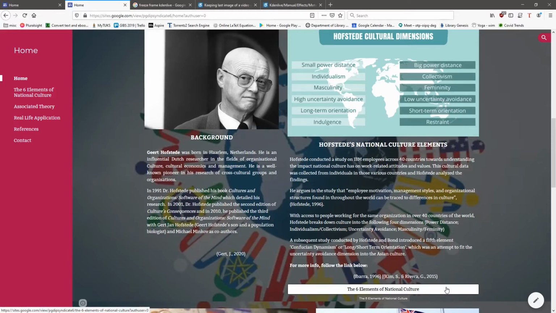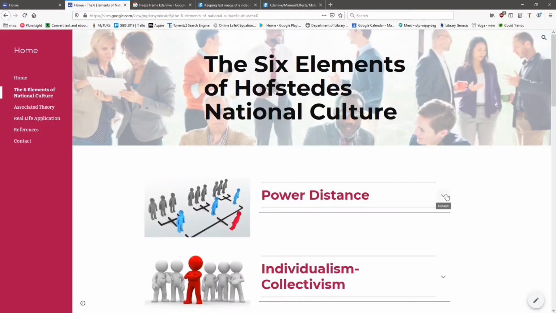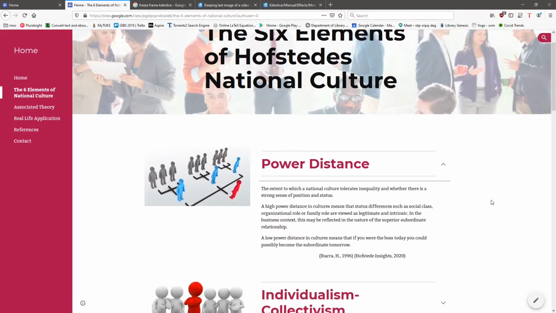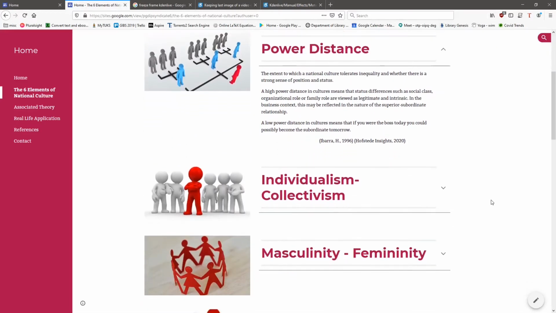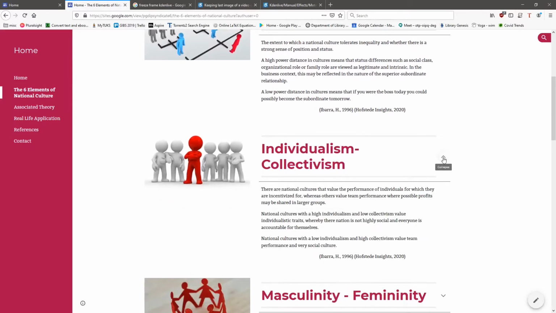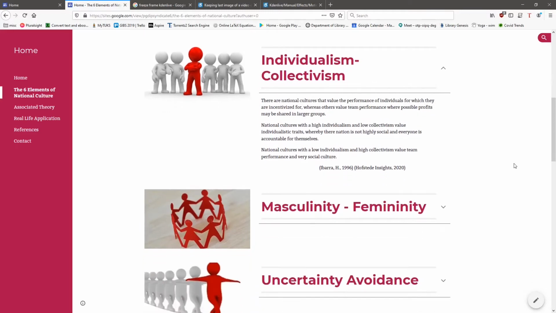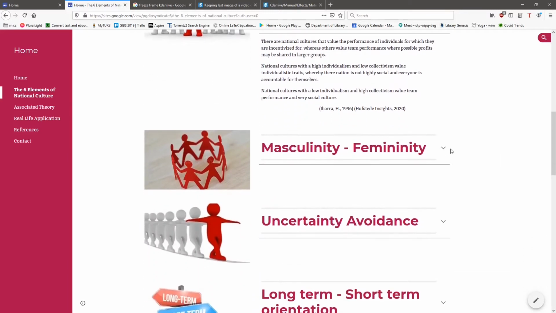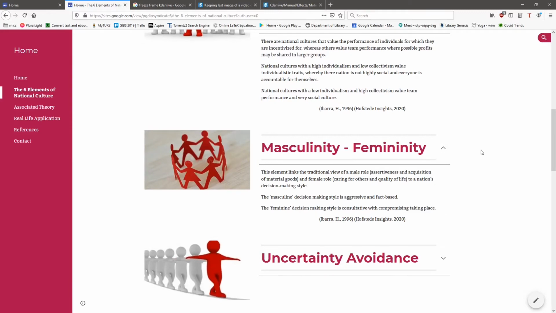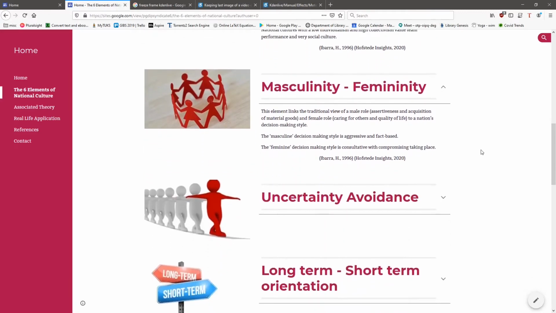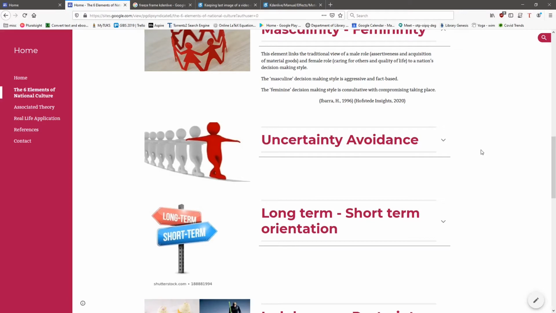Number 1, looking at the core theory of the Hofstede model. Hofstede postulates that there are 6 elements of national culture. Number 1, power distance, the extent and acceptance of unequal distribution of power. Number 2, individualism versus collectivism. This speaks to the extent that the individual is emphasized over the group. Number 3, masculinity versus femininity. The extent of emphasis on competitiveness, assertiveness, achievement, and money.